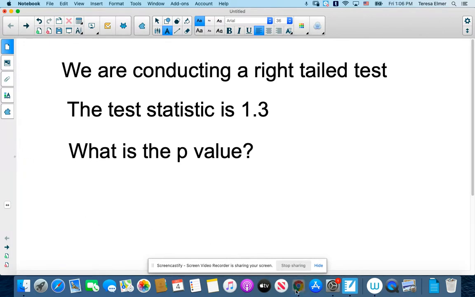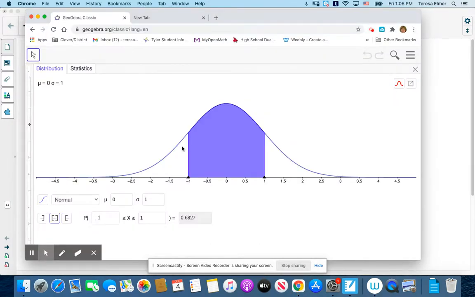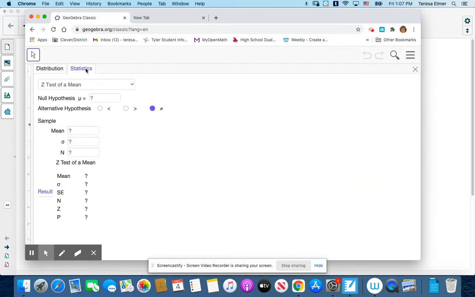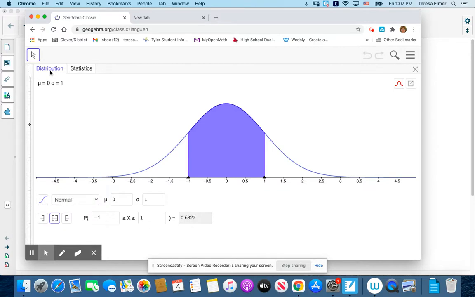To find the p-value, we need to go to GeoGebra, choose GeoGebra Classic, pick that probability tab, but this time, instead of statistics, like we've been using for our tests, we're going to pick the distribution. Now, what we want is the area in the right tail, because it's a right tail test, so we're going to pick this little guy down here.